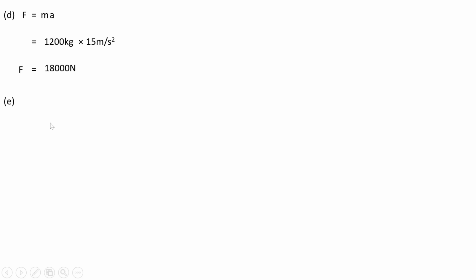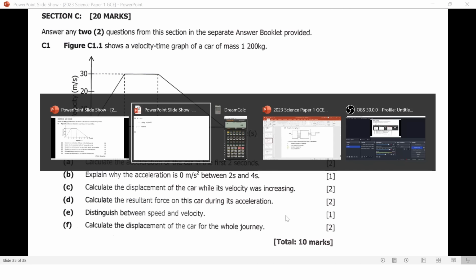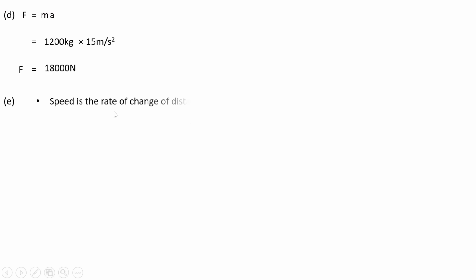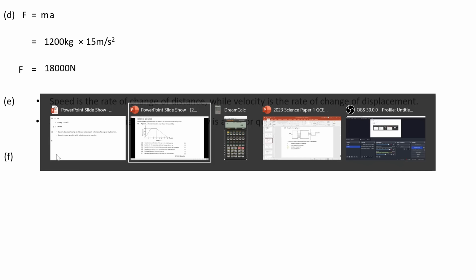Then we come to E. It says distinguish between speed and velocity. So you can either say that speed is the rate of change of distance while velocity is the rate of change of displacement, or you can say speed is a scalar quantity, while velocity is a vector quantity. Then we go to F.